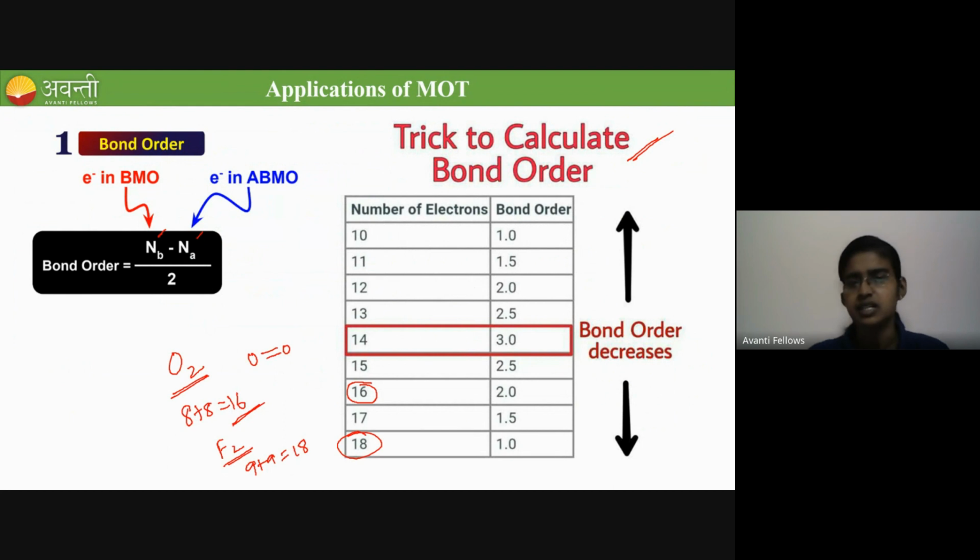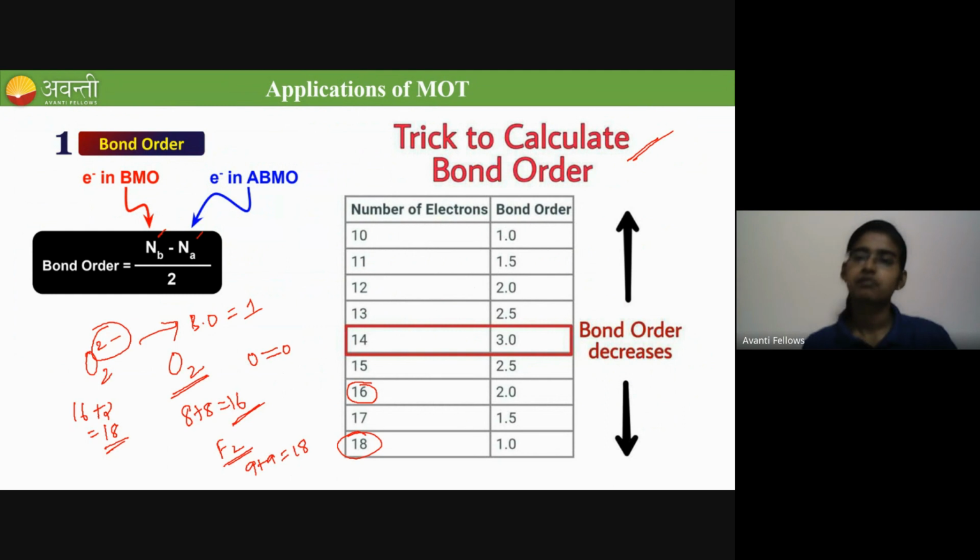If I am having any ions like O2 2 minus ion, we know O2 has 16 electrons and it has gained 2 more electrons. So 16 plus 2 is 18. So for O2 2 minus, for 18 the bond order is 1. So the bond order will be equal to 1. Okay. Clear? So this is how we are going to find out.